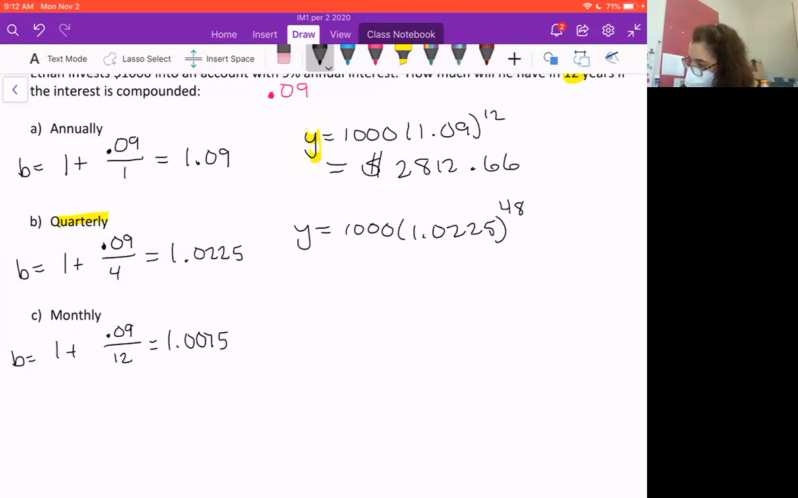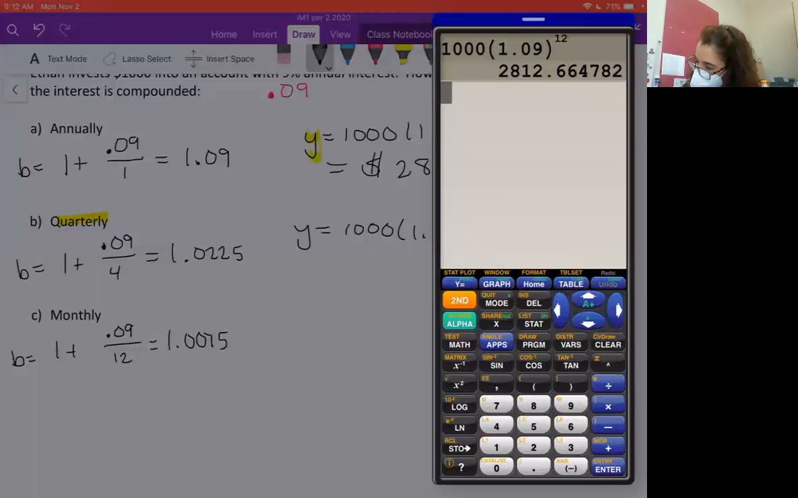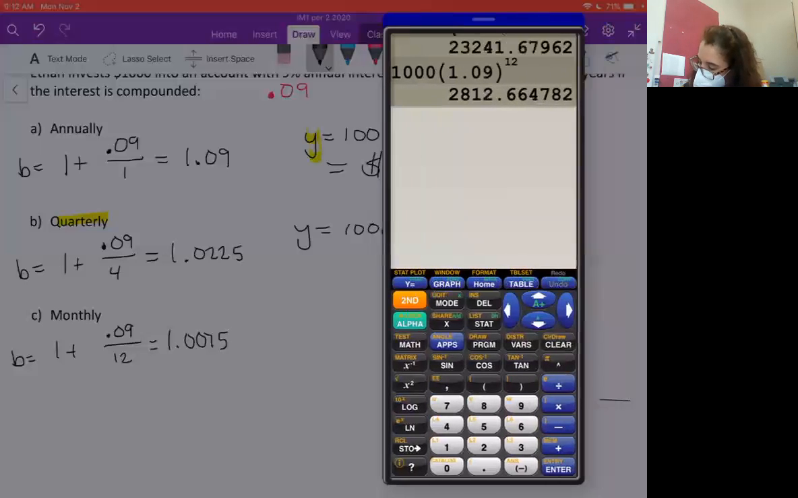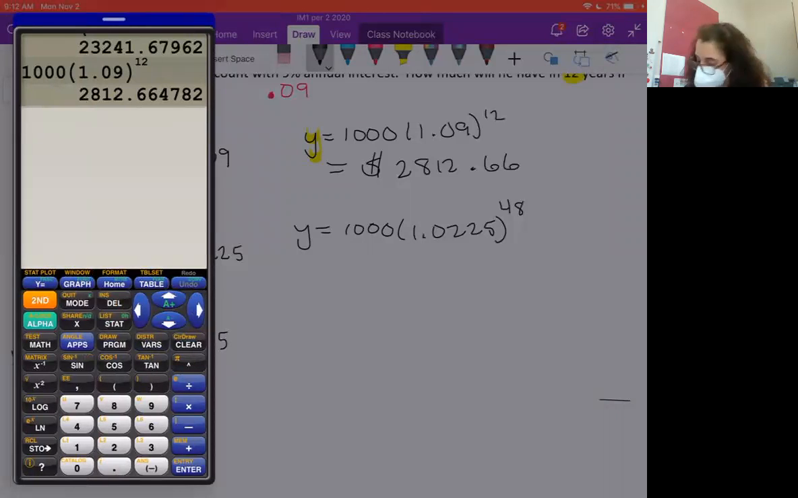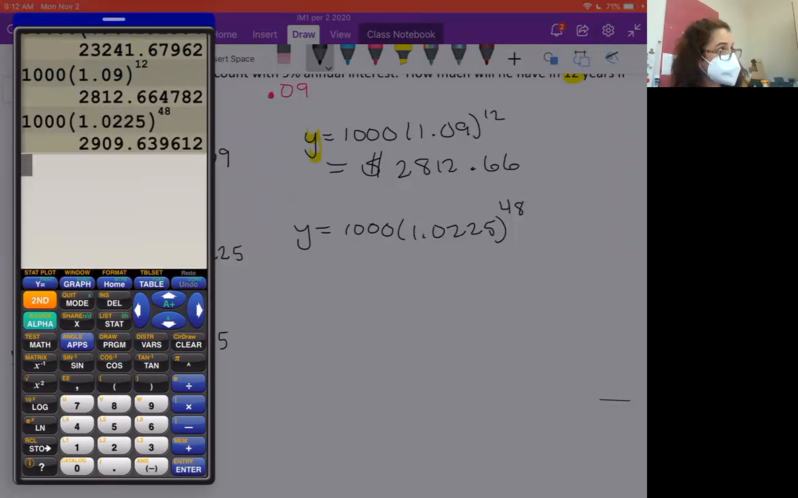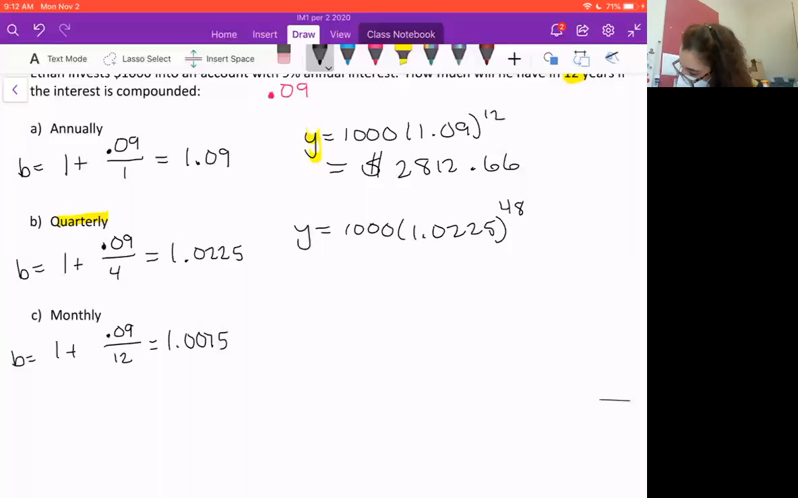So again, I'm going to grab my calculator and I'm just going to type it in exactly as written. 1,000 parentheses 1.0225. Raise that to the 48th power. And in this scenario, he would have $2,909.64. So a little bit more. Okay. So not a big difference, little under $100 difference versus the annual compounding.